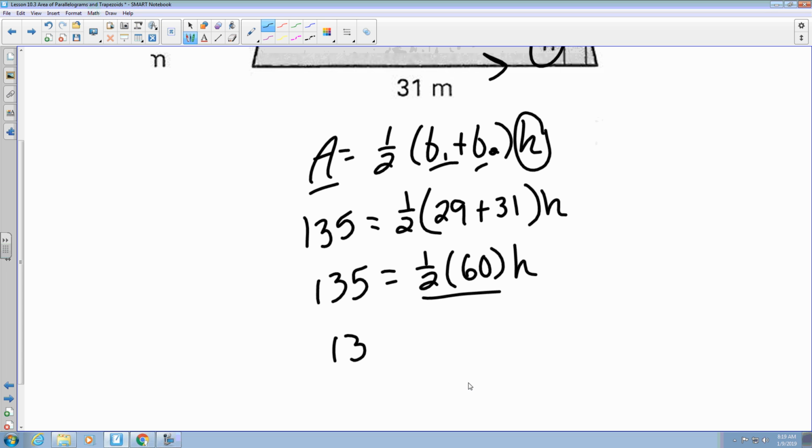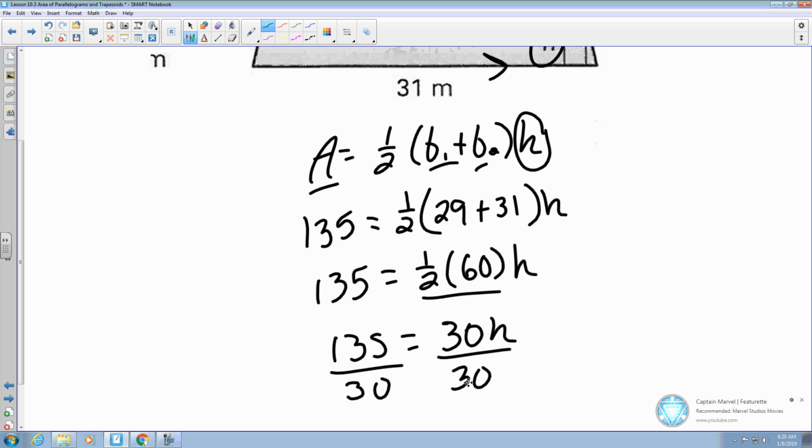So now I got 135 is equal to 30h. And now, in order to find what h is, I can divide both sides by 30. And 135 divided by 30 is 4.5. So h is going to be 4.5.